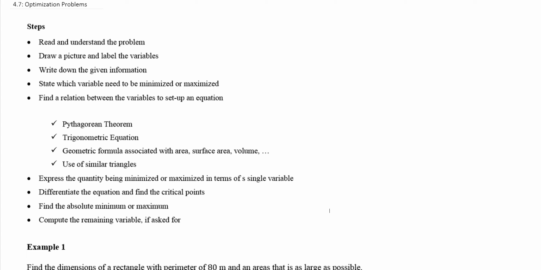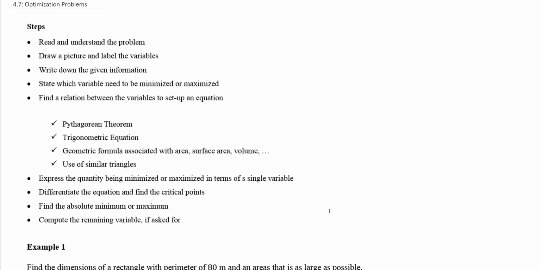After that, draw a picture or diagram and label the variables. See what is missing, what I really need to work with. Maybe these sides, maybe the base, maybe the height, depending on the problem. So you label them with variables, X, Y, Z, A, B, C, whatever you like. And then write down what is given.